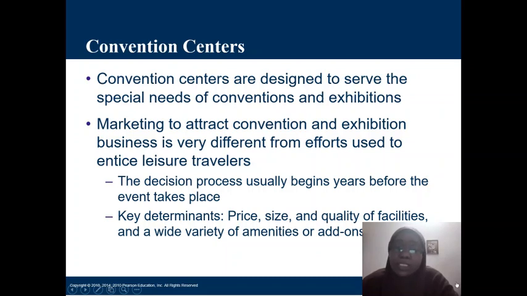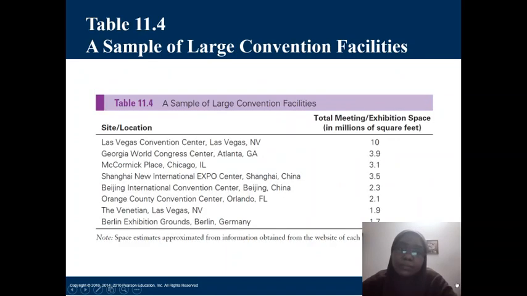The decision process usually begins years before the event takes place, and the key determinants of these convention centers include price, the size, the quality of the facilities, and the wide variety of amenities and add-ons. So all these are the key determinants of convention centers.